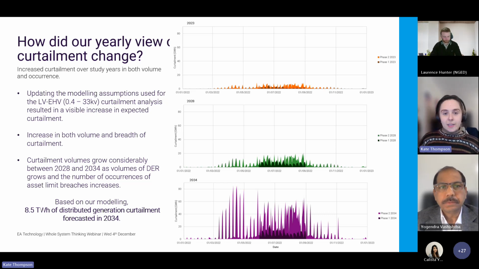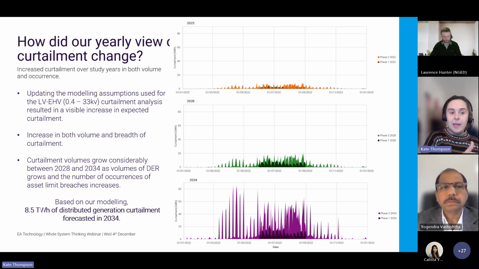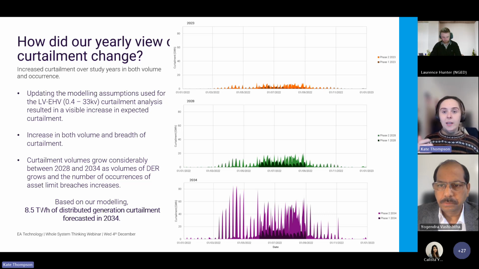We really saw an increase in curtailment moving from our 2028 study year. So yeah, it's probably worth mentioning. We did 3 study years as part of this analysis: 2023, 2028, and 2034 were the 3 years that we looked at. What we noticed is moving from 2028 to 2034, we saw a big increase in the volumes of curtailment that we were experiencing. And this is a reflection really of the volumes of growth that we expect to see over the next 10 to 12 years, and how there is going to be a sort of tipping point where we have more occurrences of our assets within the network breaching the limits that they have because of generation as opposed to demand.